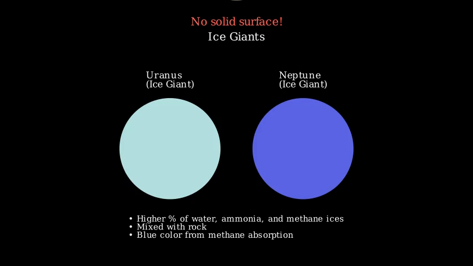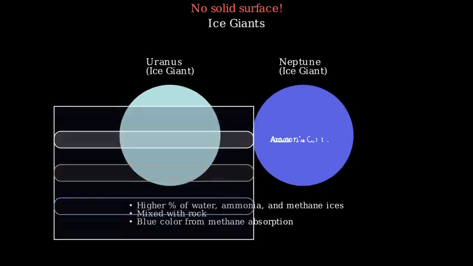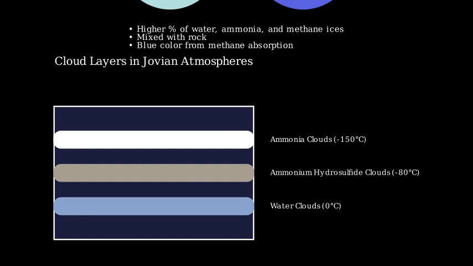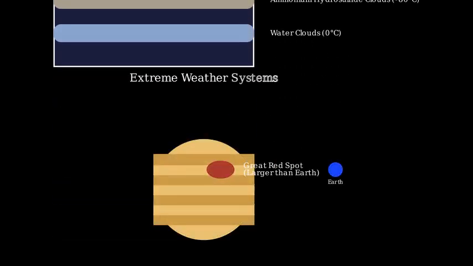The atmospheres of Jovian planets are exceptionally deep and dynamic, characterized by powerful weather systems. Each planet has multiple cloud layers of different compositions. Jupiter and Saturn have clouds of ammonia, ammonium hydrosulfide, and water. Uranus and Neptune have methane clouds that give them their blue color. These planets experience some of the most extreme weather in our solar system.